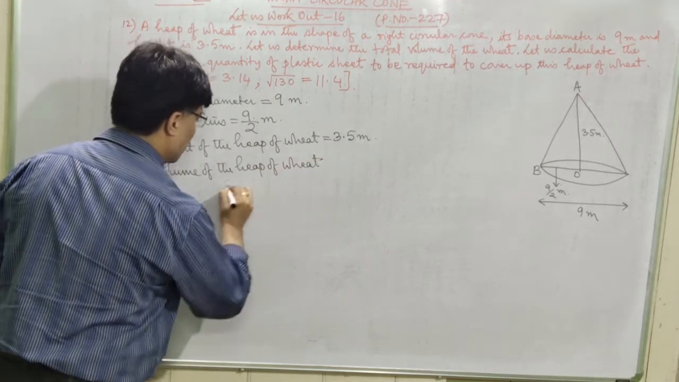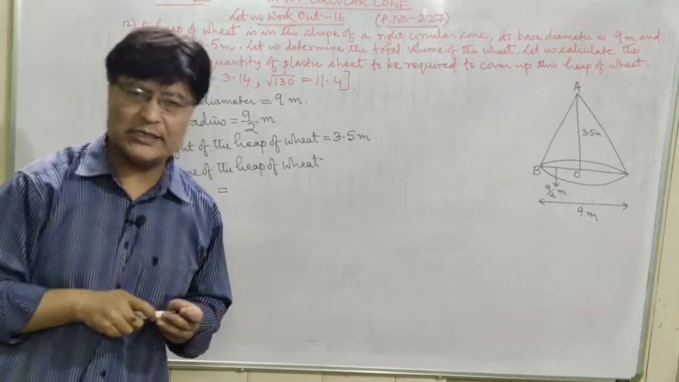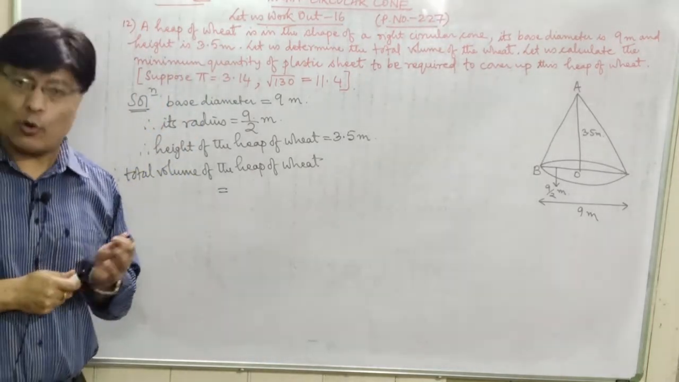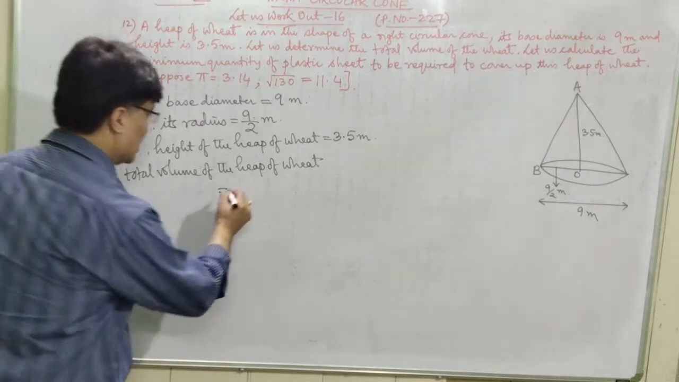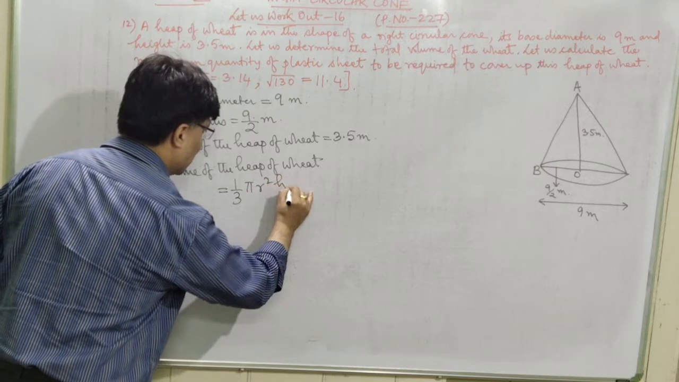What is the total volume of the heap of wheat? What is the formula that you can use here? Your heap of wheat is in the shape of a right circular cone. So the volume is 1/3 pi r square h.